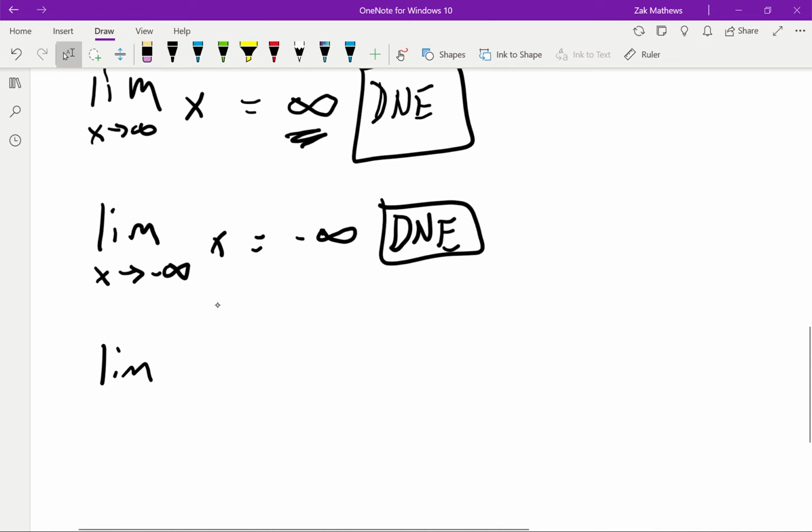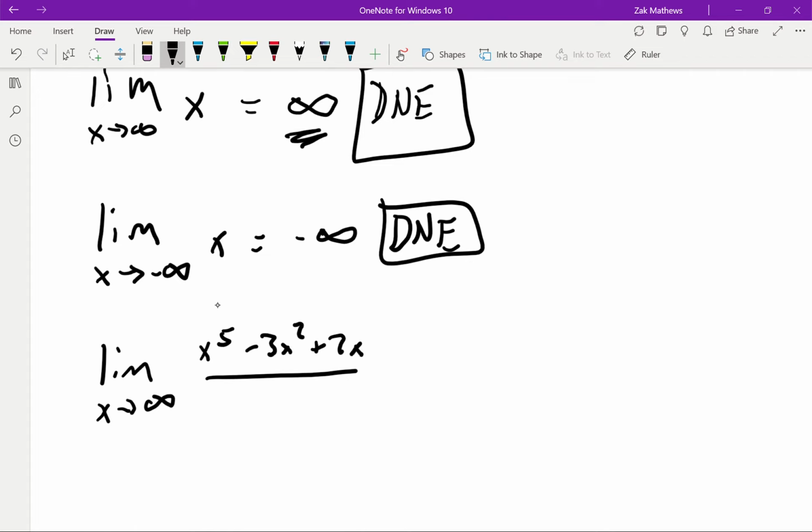Let's say it's a little bit more complex. Let's say we have the limit as x goes to infinity of x to the 5th minus 3x squared plus 2x over 3 minus x squared. Well, we can do a very similar example to what we did in the last case, which is to divide everything by that largest power.